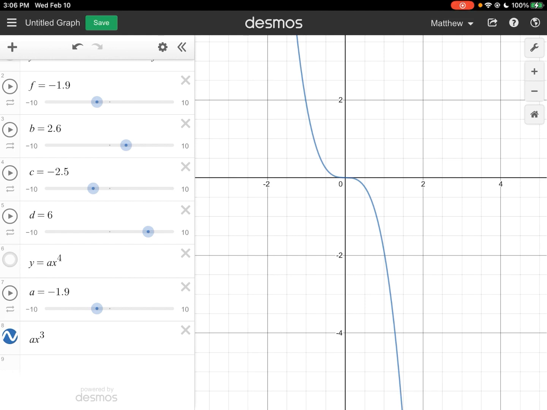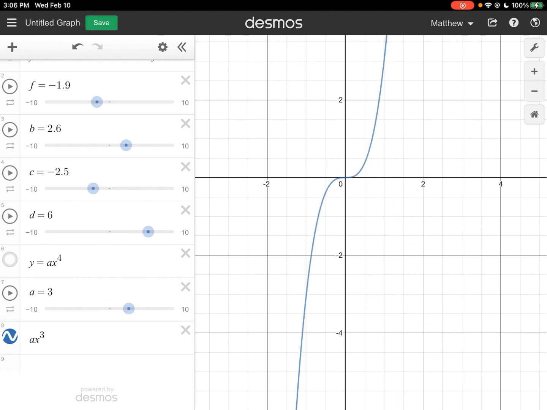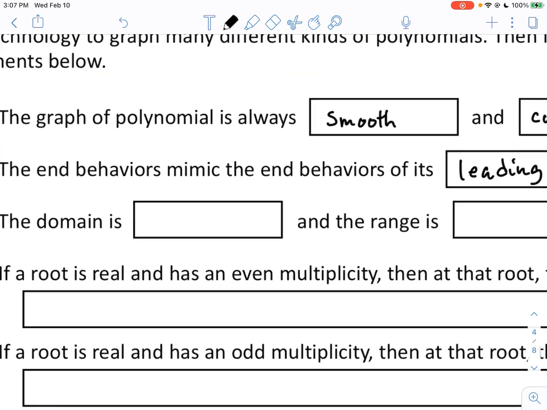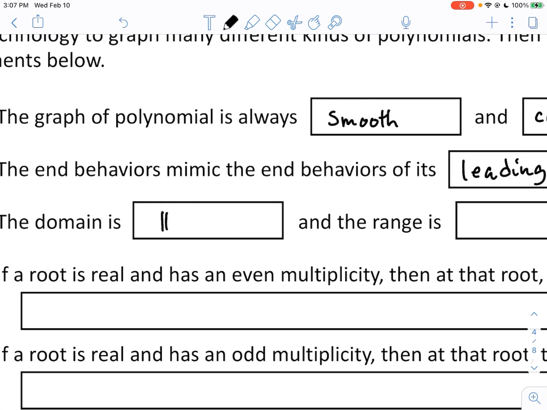That's always going to be true when you have an odd degree but a negative leading coefficient. And a positive leading coefficient, odd degree, will start low and end high. So we're going to know a lot about the end behaviors of a polynomial by simply looking at its leading term. Now in all cases, the domain is all real numbers. Or you can say negative infinity to infinity.